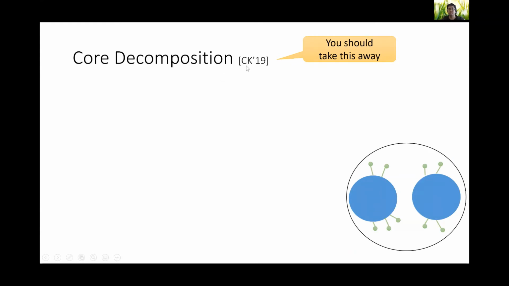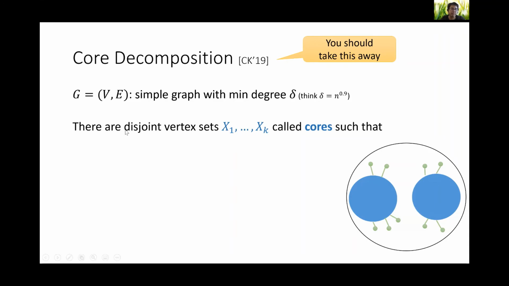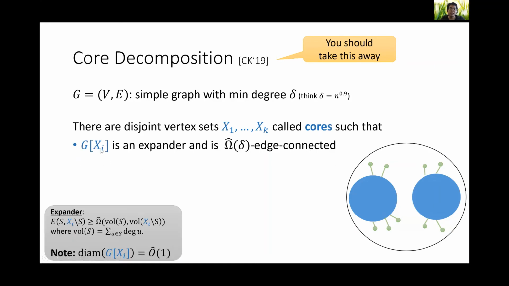This is a nice structure that you should try to take away. So suppose that you have a graph which is simple and has high min degree delta. Think of delta as something large. So core decomposition says that there are disjoint vertex sets X, X1, X2, and so on that we will call cores. And each core is well connected in many senses. First, it is an expander, that is the conductance is high. This is a formal definition. And in particular, the diameter is small. Moreover, the edge connectivity inside the core is also high. It's like maximum because it's close to min degree of the graph. Okay, so that is core.